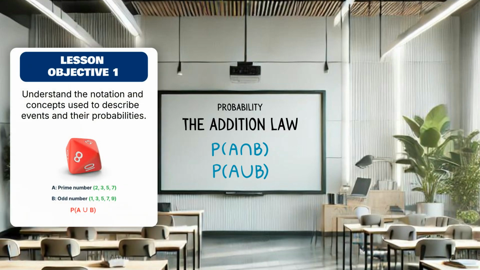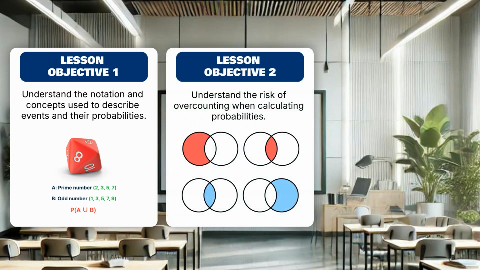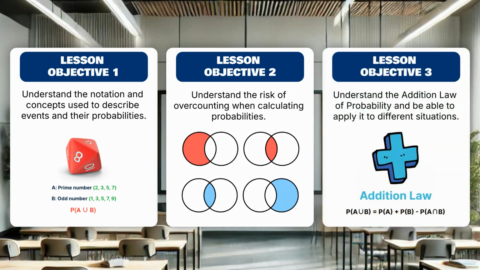We'll begin by recapping the notations and concepts used to describe events and their probabilities. Secondly, we will be identifying the risk of overcounting. Through an example, we will see how simply adding probabilities can often lead to overcounting. We'll understand the idea of the intersection between two sets and why we need to subtract this intersection when adding probabilities. Then we will be introducing the addition law of probability.